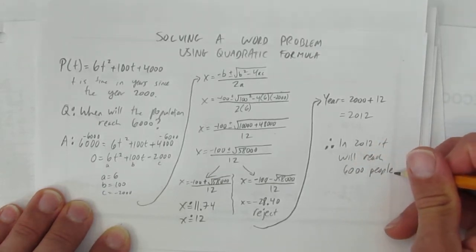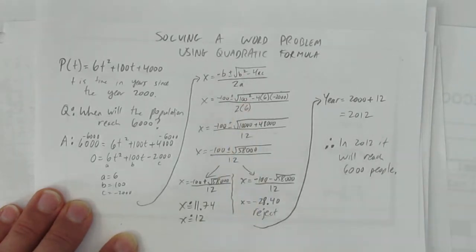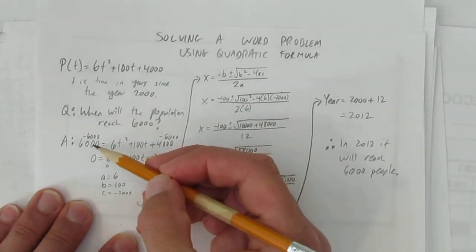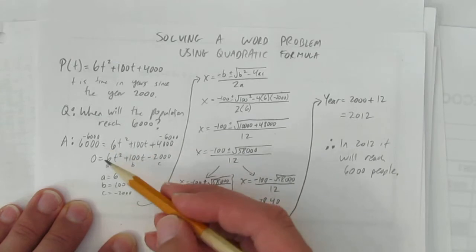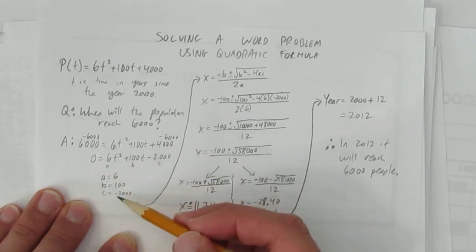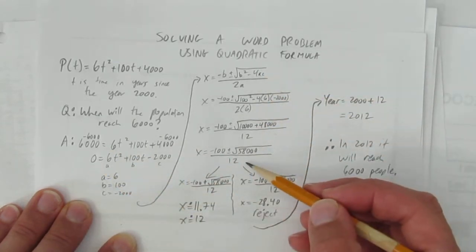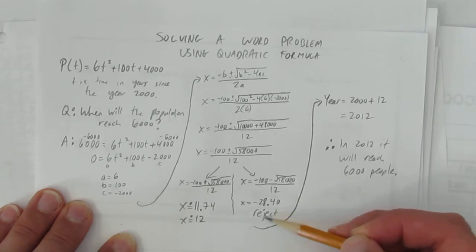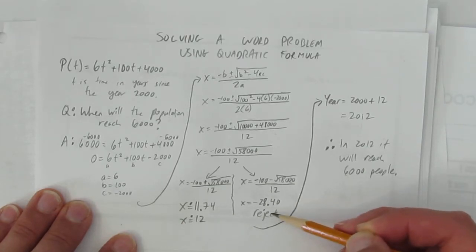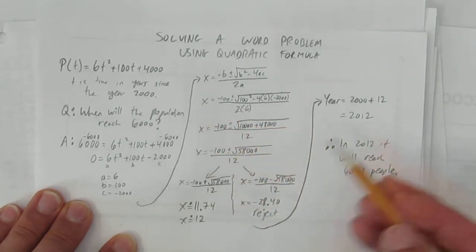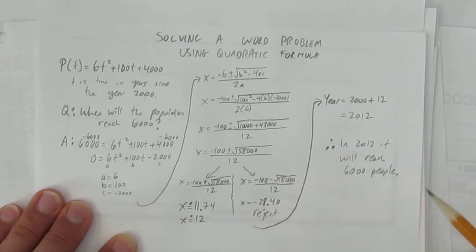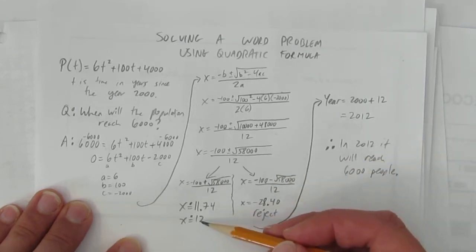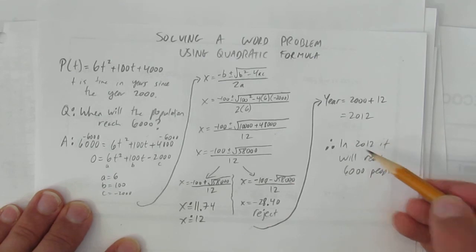And we're done. We solved a quadratic word problem by subbing in the population we were looking for, getting one side equal to 0, and then using the quadratic formula. We came up with two solutions, but one of them was negative, so we rejected it. And in this case, since it was years, we rounded to the nearest year and stated the answer not as how many years, but actually what year it occurred.